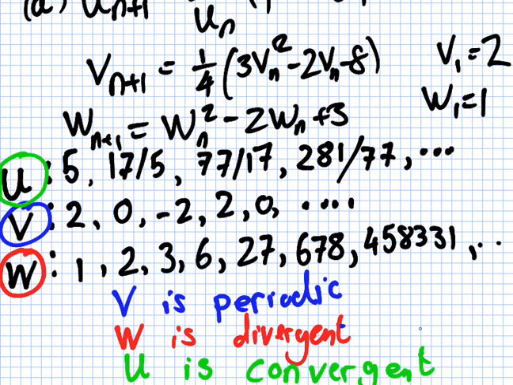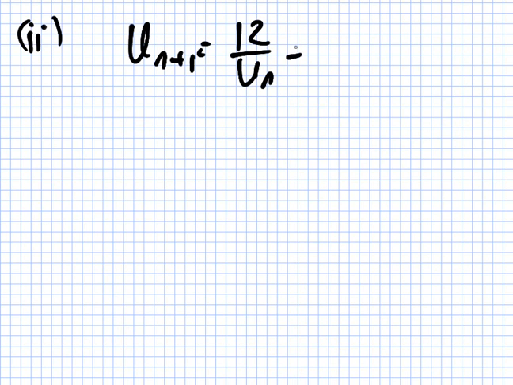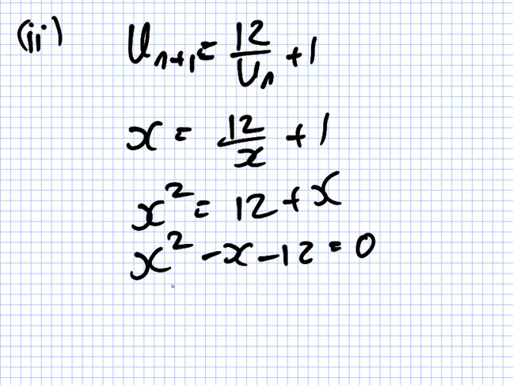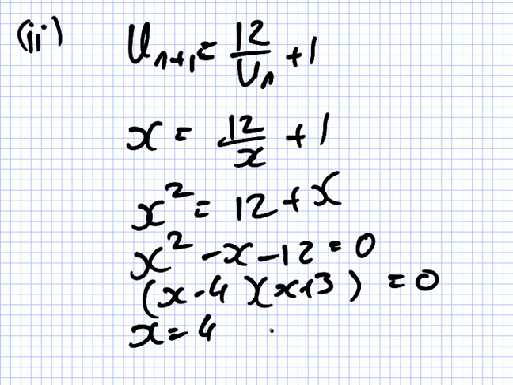Okay, part 2, so that was part 1. Part 2 now is find the limit of the convergent sequence, which we said was u. So the limit here is the limit of this sequence. The technique here is to replace the u with x, multiply everything by x, so that makes it a quadratic to solve. This is a quadratic equation to solve. Let's see, two factors. x squared minus x minus 12 factorises. So we get x equals 4 or minus 3.